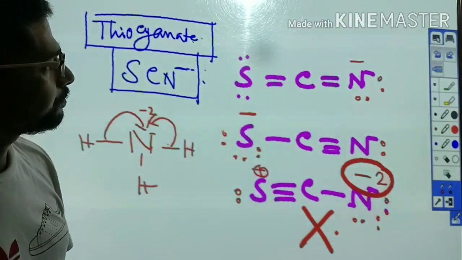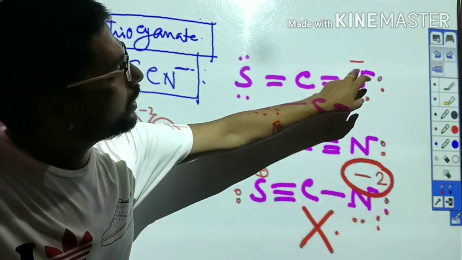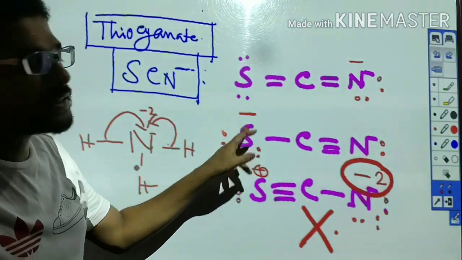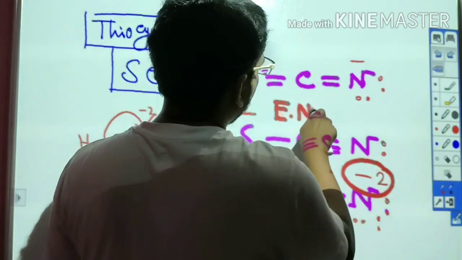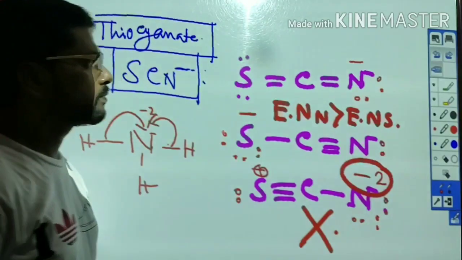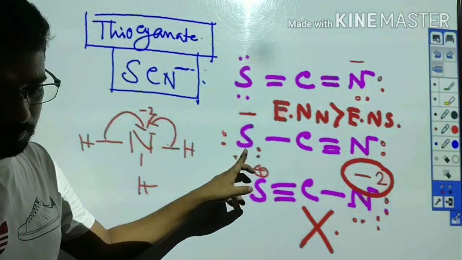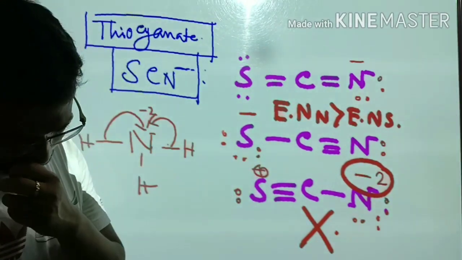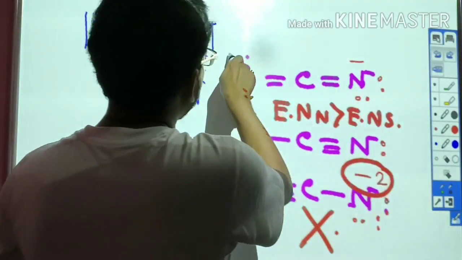This one and this one, see, nitrogen has negative charge on it. Here sulfur has negative charge on it. The electronegativity of nitrogen is more than the electronegativity of sulfur. So nitrogen likes to have the formal charge rather than sulfur. So which one will be the best one? This one will be the best.